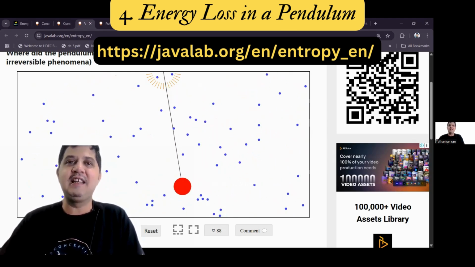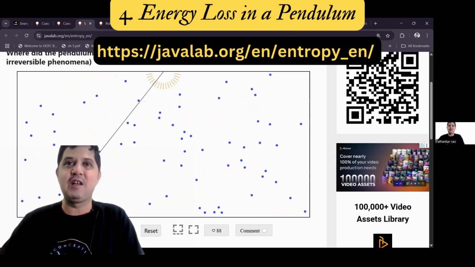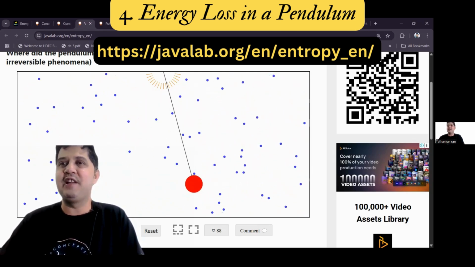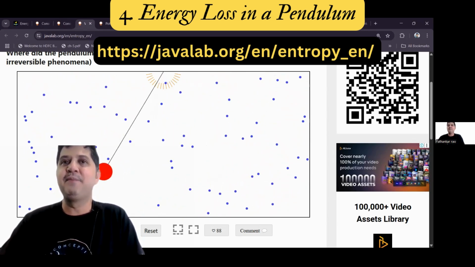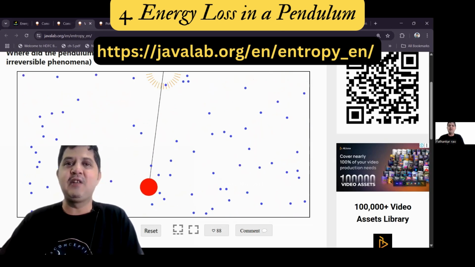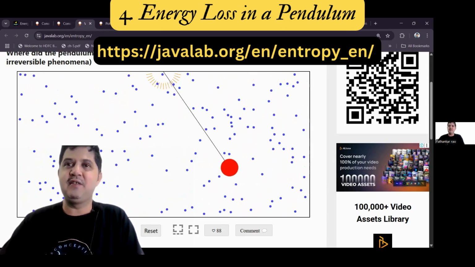And then I'll increase the molecular density. Now what will happen? A greater number of particles are hit by the pendulum. So some amount of energy is being lost by the pendulum, but after some time, it comes to a rest. Now if the molecular density is much, much higher, we increase it.